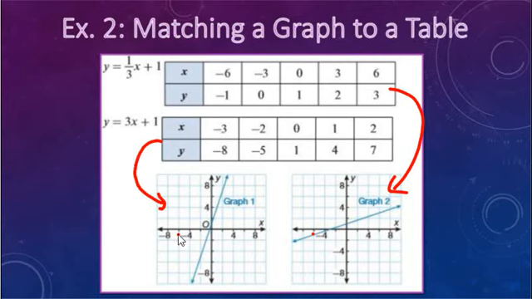And I can check this one. Negative 3 and negative 8. So if I went to negative 3 down to negative 8, that would be here, which is on that line. So that's just a quick way of matching a table to a graph.